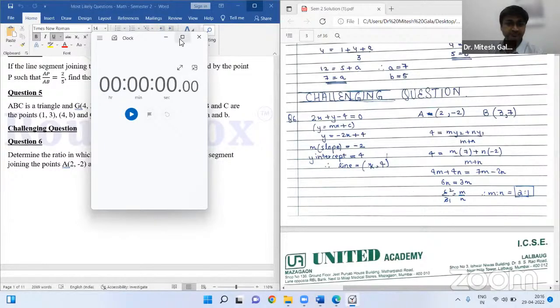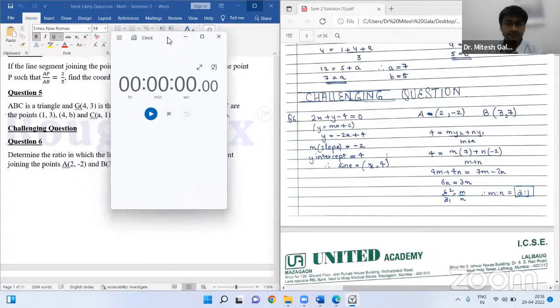Got it? Sir, how do you know that the point x comma 4 will lie on that line? Because the y-intercept of this point will be equal to whatever the line through A and B is going through, the y-axis. So what is that x comma 4?